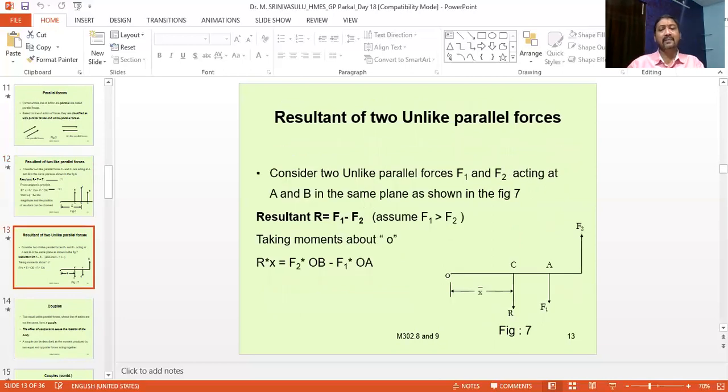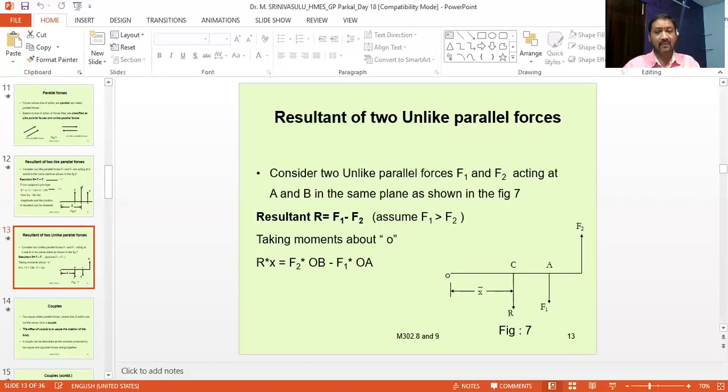Similarly, unlike parallel forces are forces acting in opposite directions. One force is acting in one direction and the other force is acting in the opposite direction, but both are parallel forces. The forces whose lines of action are parallel to each other and which act in opposite directions are called unlike parallel forces.